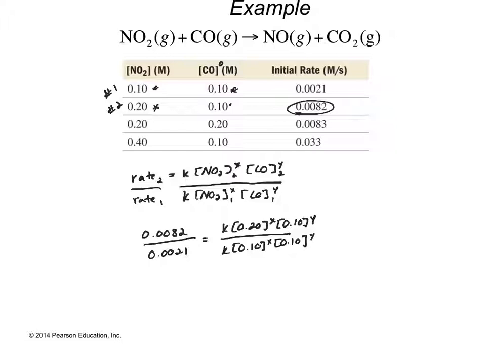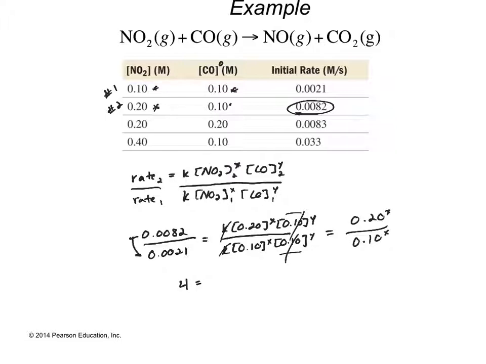I can start to simplify a few things. This is just a ratio of rates. What is this number if we divide? 4. So 4 is equal to... we have the same exact K, it doesn't change, it's a constant. So can we cancel those? Yes, we can. What about the concentration of the CO? It's the same number raised to the exact same power. Can I get rid of those? Yes, right? So what we have left is 0.20 raised to the X divided by 0.10 raised to the same exact exponent.